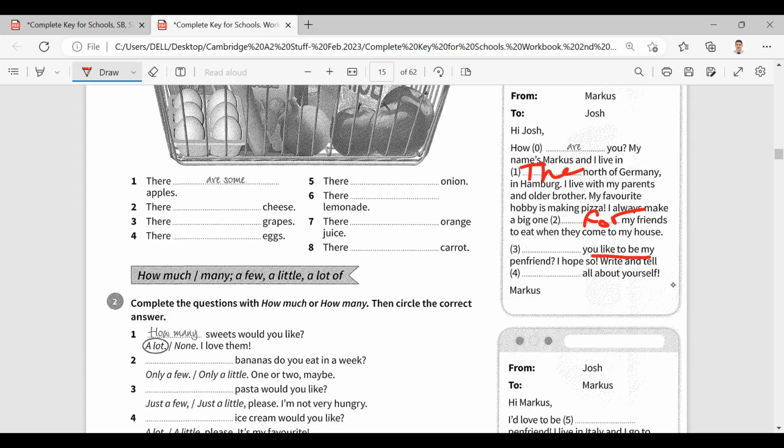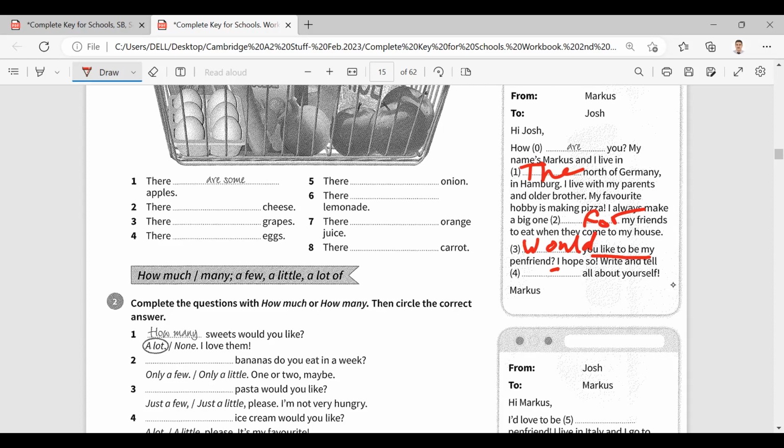Type: you like to be my pen friend? Here a question. What should you say to invite someone to your house? Like this: would you like? Would you like to come? Would you like to be my friend?